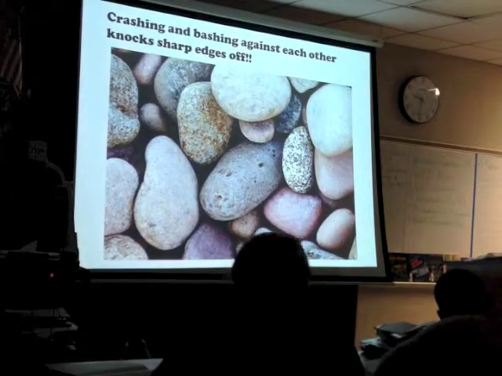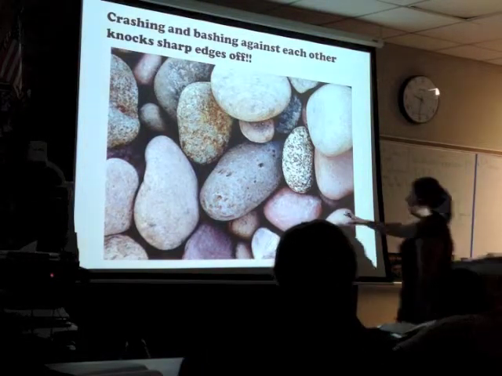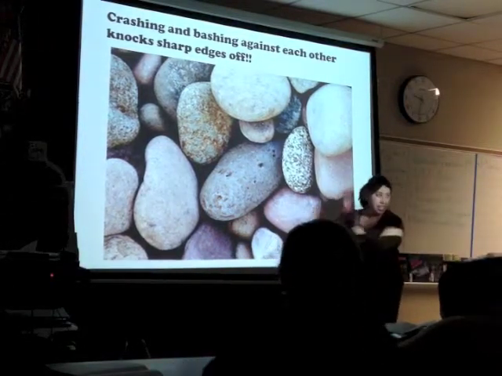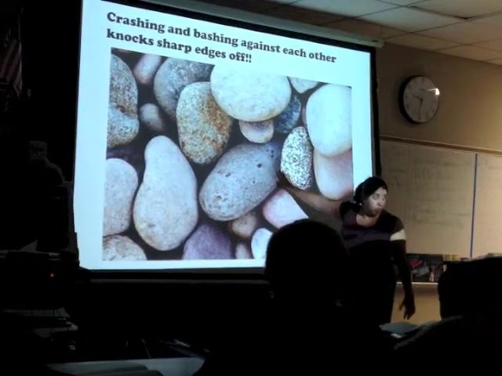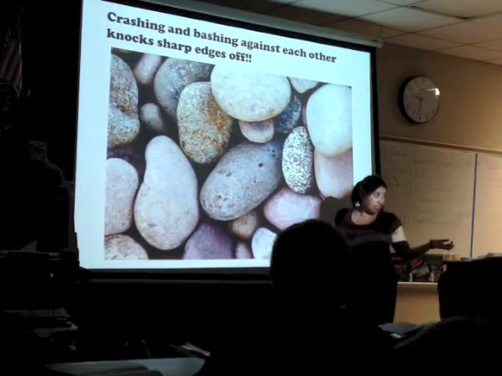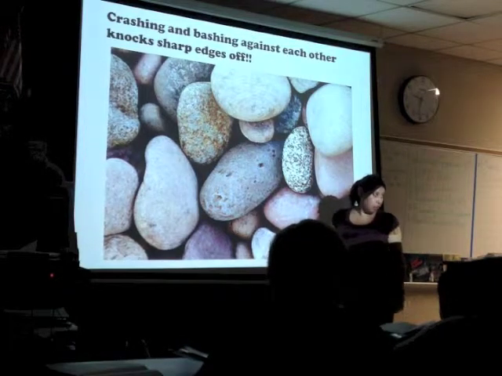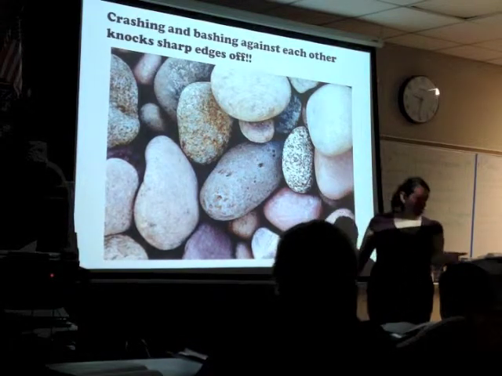The smoother, the older. Because these have been hit over and over and over again, so these are older rocks. When they're jagged, they're new rocks, because it just broke off.